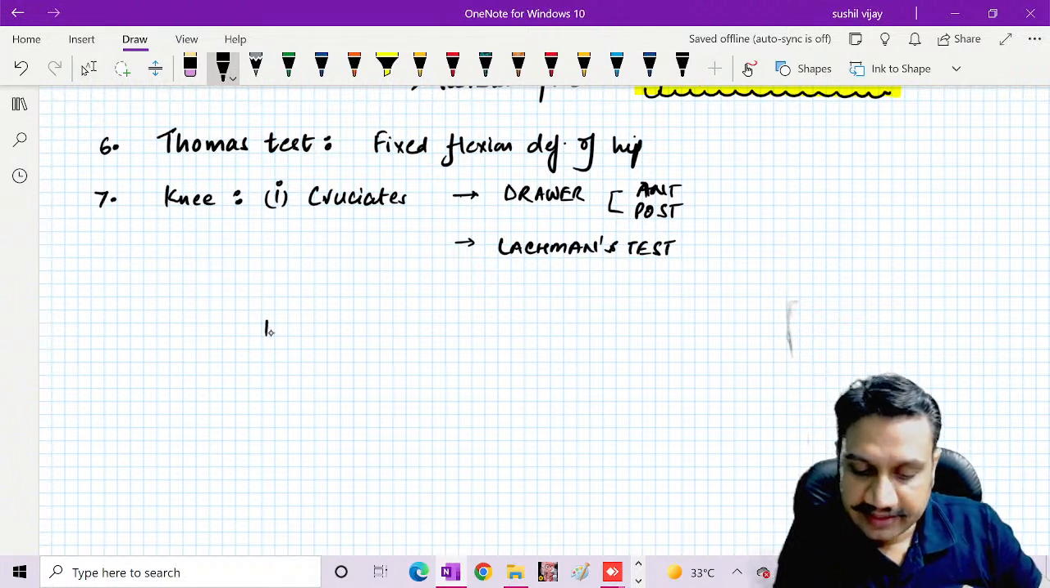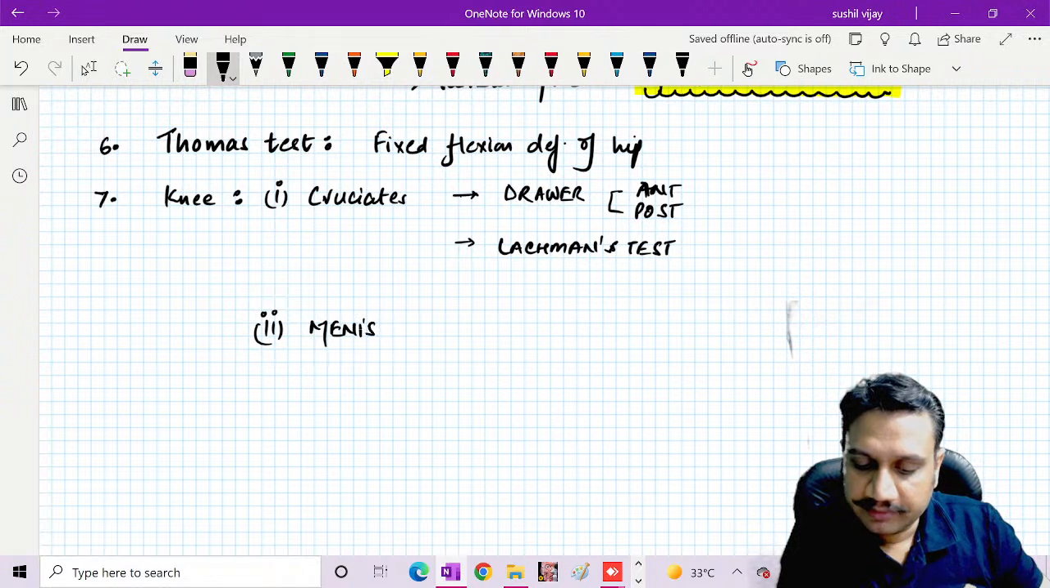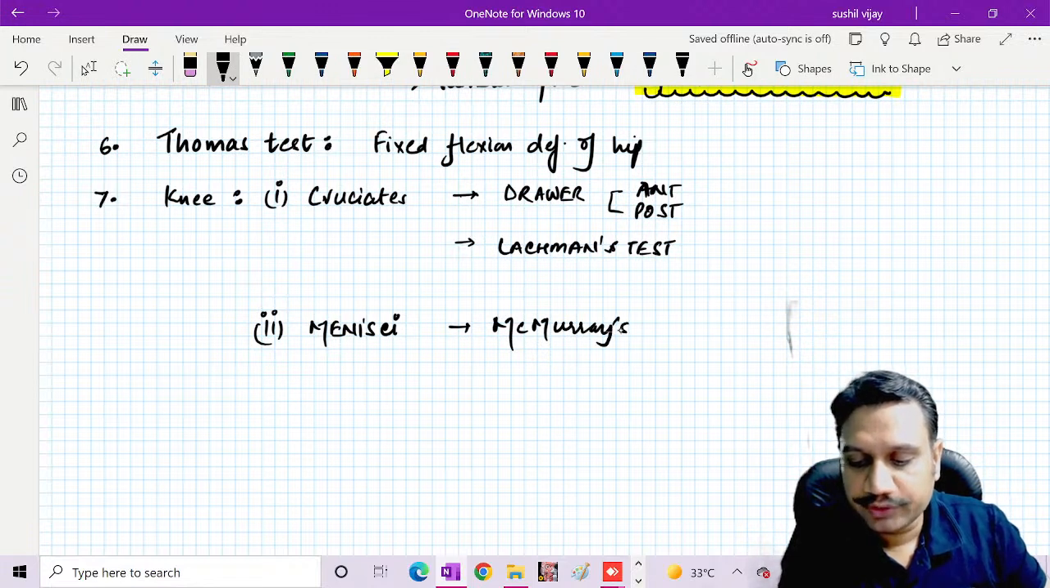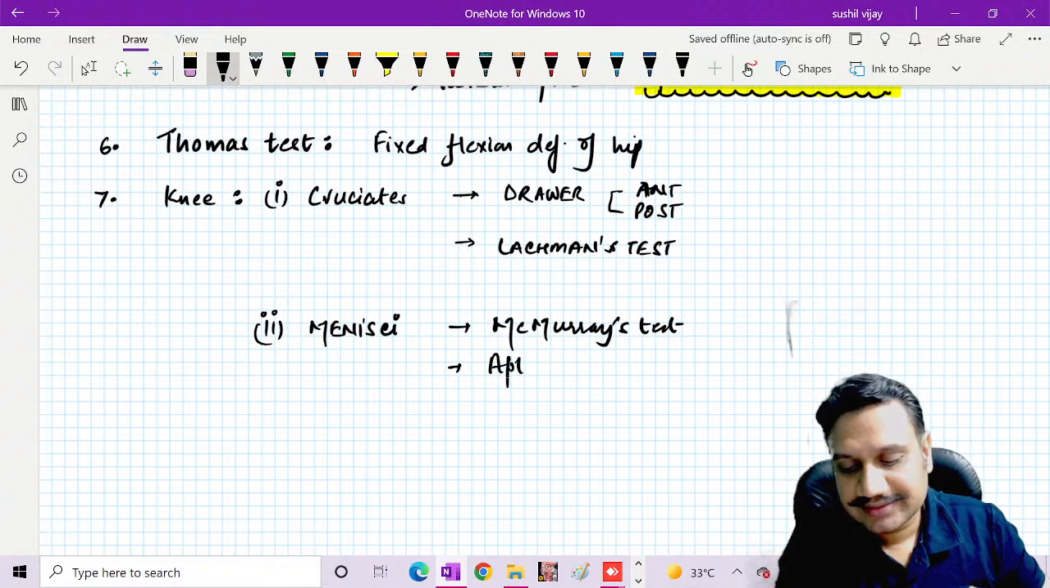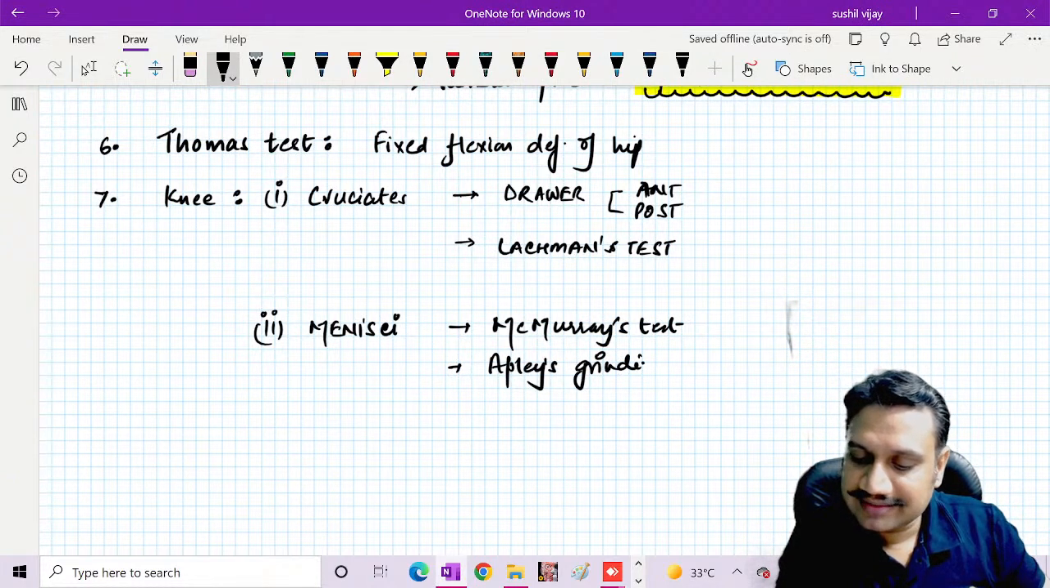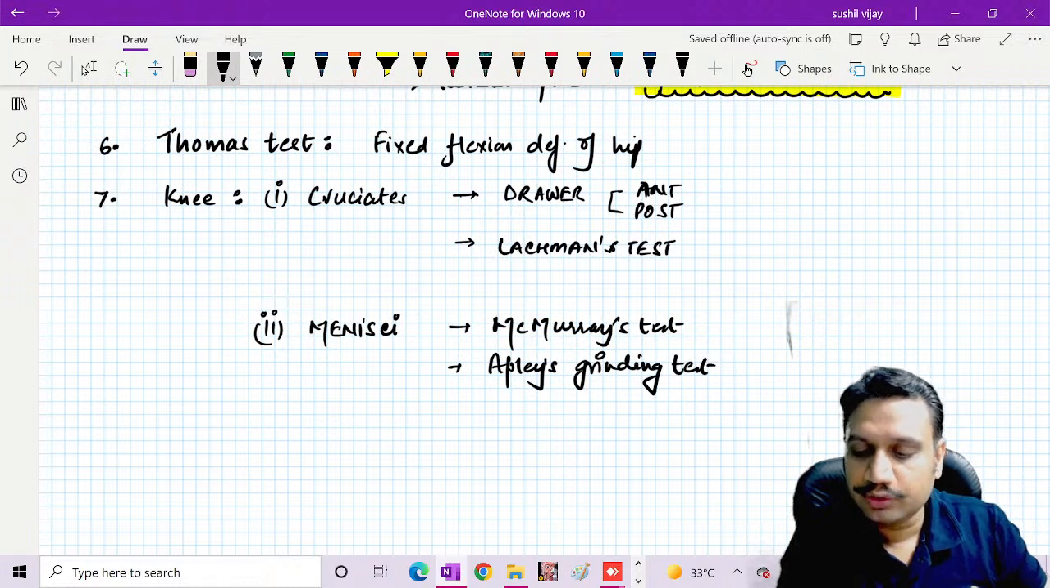Okay. Similarly, when you talk about the menisci, we have two tests. One is what you call the McMurray test, which you often fail to understand, and the other test is what you call Apley's grinding test. Now, how to do these tests?